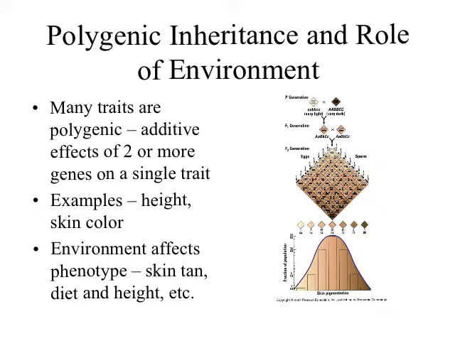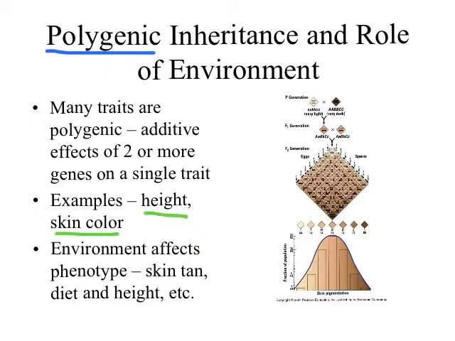Last but not least, polygenic inheritance. This means that a lot of traits that we have are polygenic, or the additive effect of two or more genes on a single trait. So two or more genes are controlling that single trait. A couple of examples: height, skin color, eye color, hair color. These are all polygenic. It's not just a single gene that affects the trait.